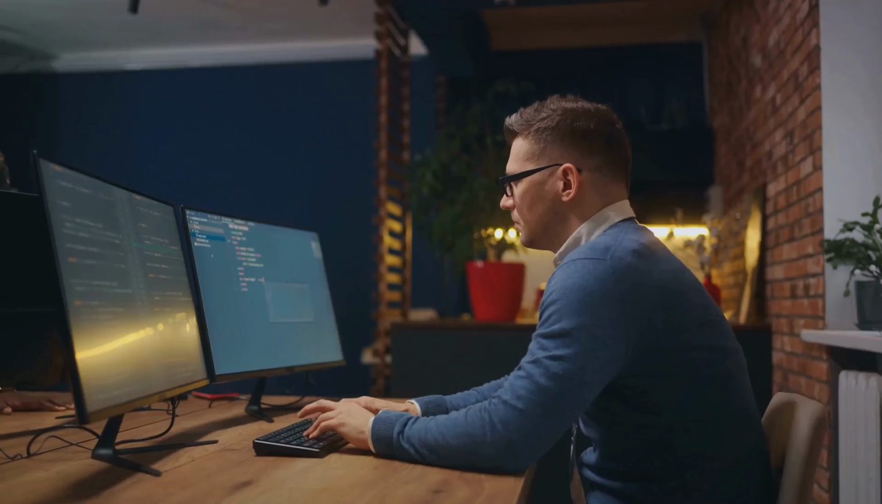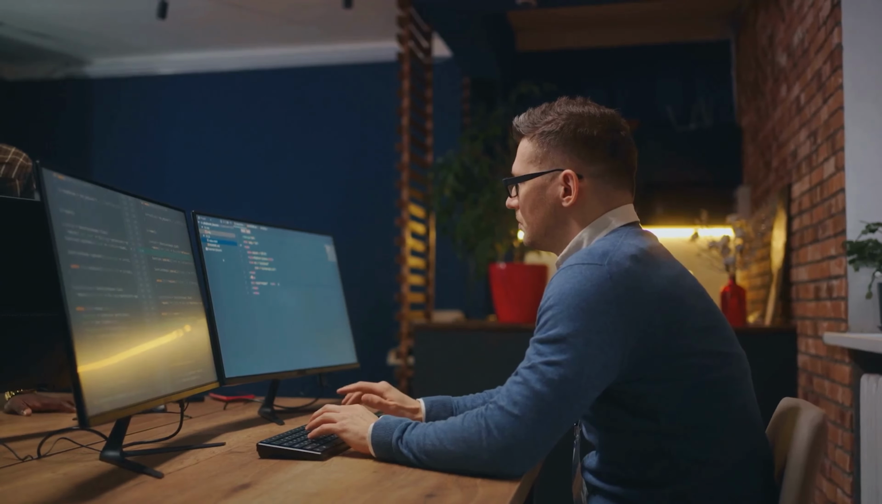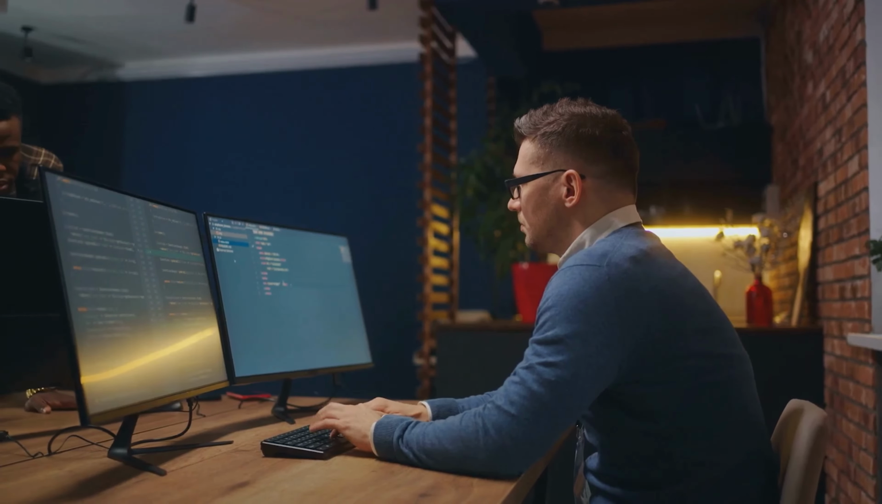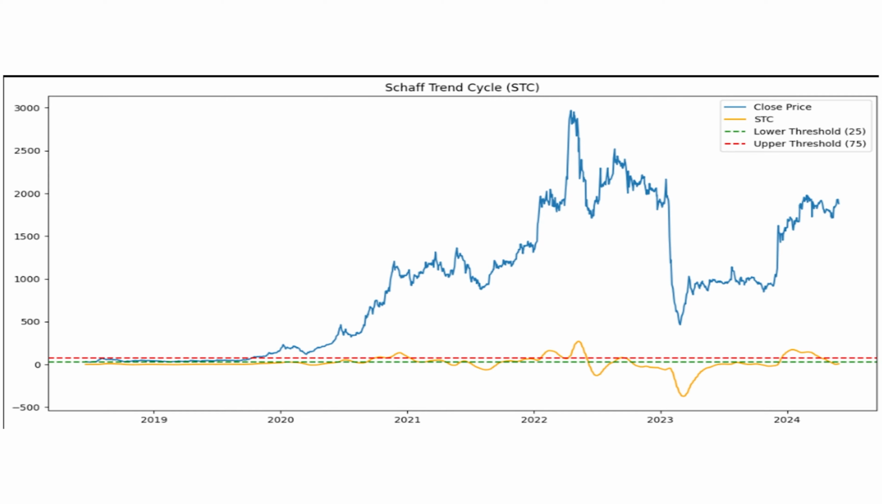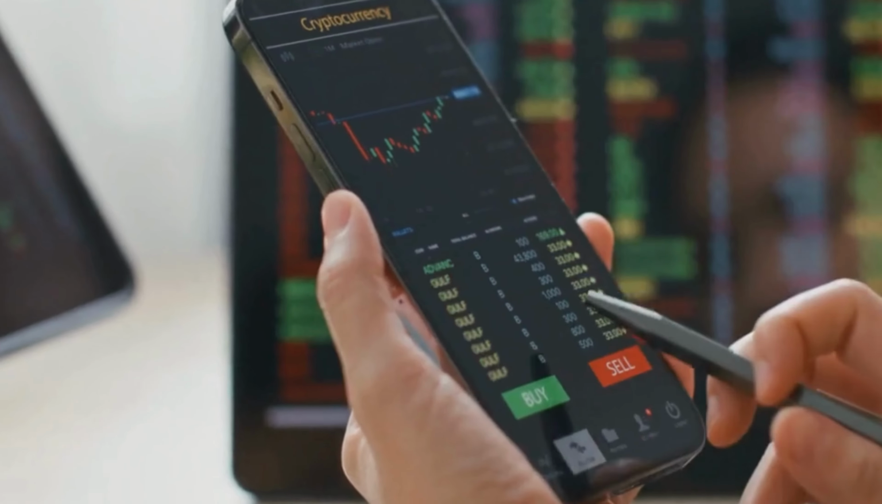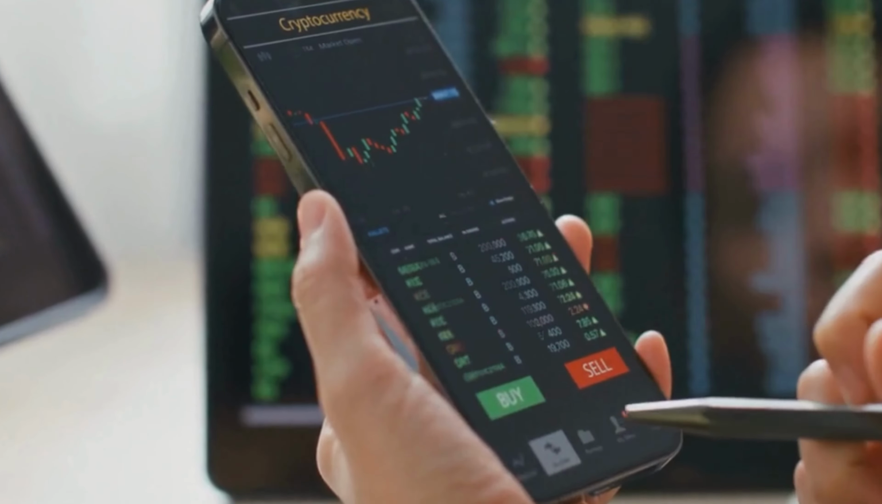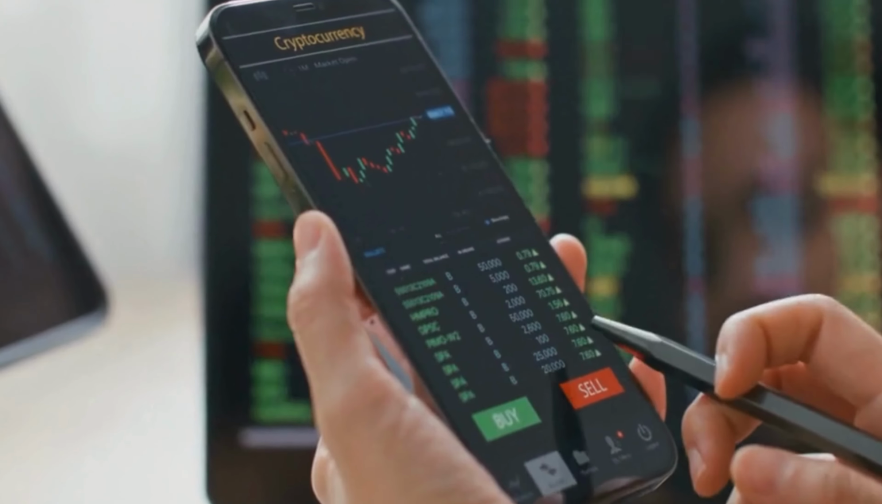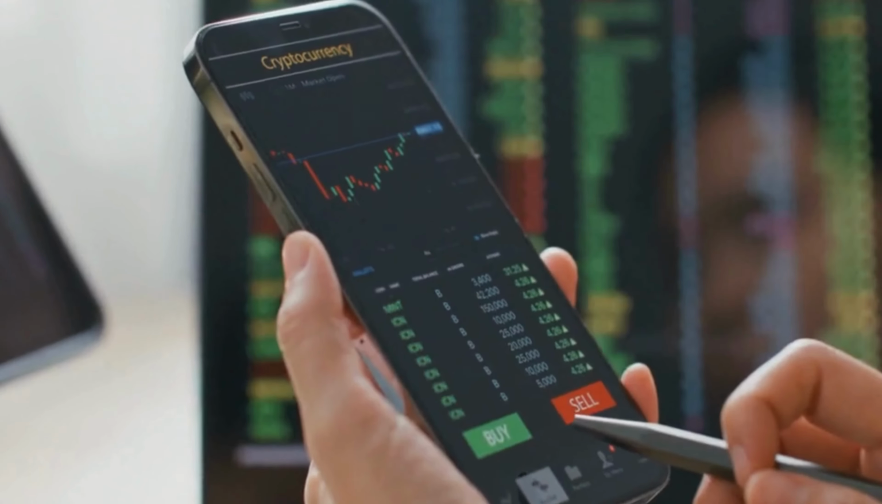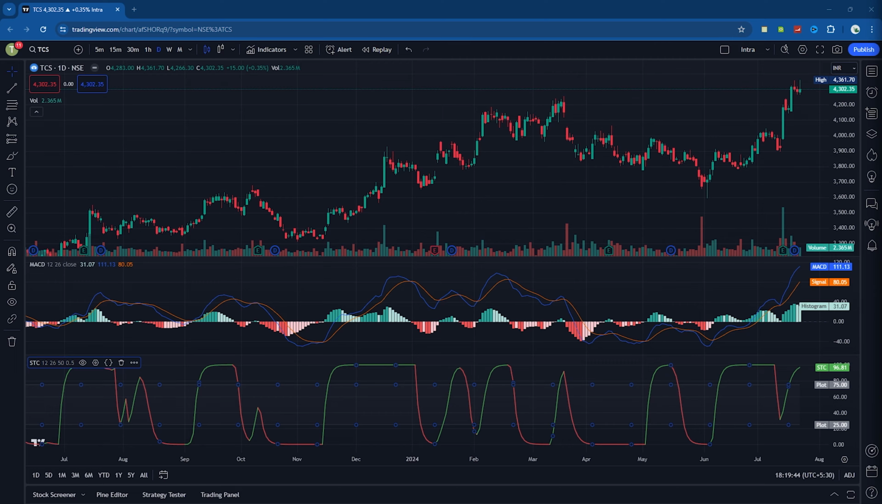The STC indicator is based on a combination of MACD and a cycle component, which makes it more responsive to market changes. It aims to address one of the major issues with the MACD indicator, which is that it is a lagging indicator. This can be solved by incorporating cycles with the MACD, and for that, let's go to the TradingView website. If you see over here, this is our MACD, right?